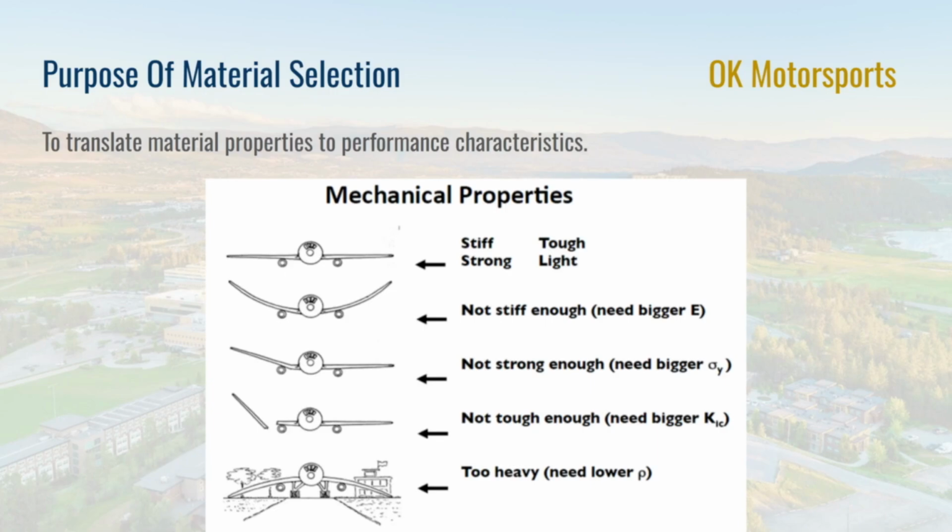Take the example on the screen, airplane wing. Needs to be strong, needs to be stiff, needs to be tough, needs to be light. If it's not stiff, it'll be flexible and you'll flap like a bird. If it's not strong, it'll yield. If it's not tough, it'll break. If it's too heavy, it's not going to fly.